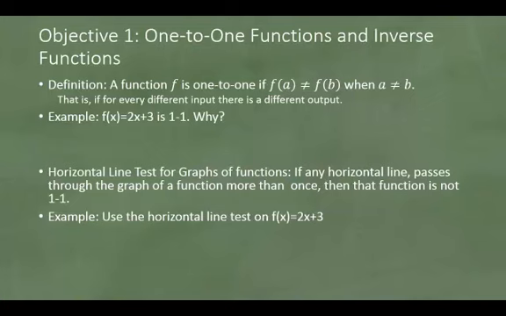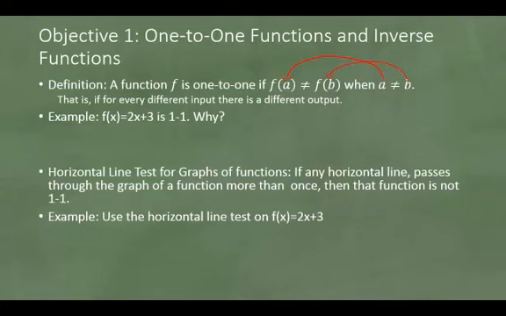One-to-one functions and inverse functions. A function f is one-to-one if f of a is not equal to f of b when a is not equal to b. In other words, when the inputs are different, the outputs should be different. If a is not equal to b, then f of a should not equal f of b.